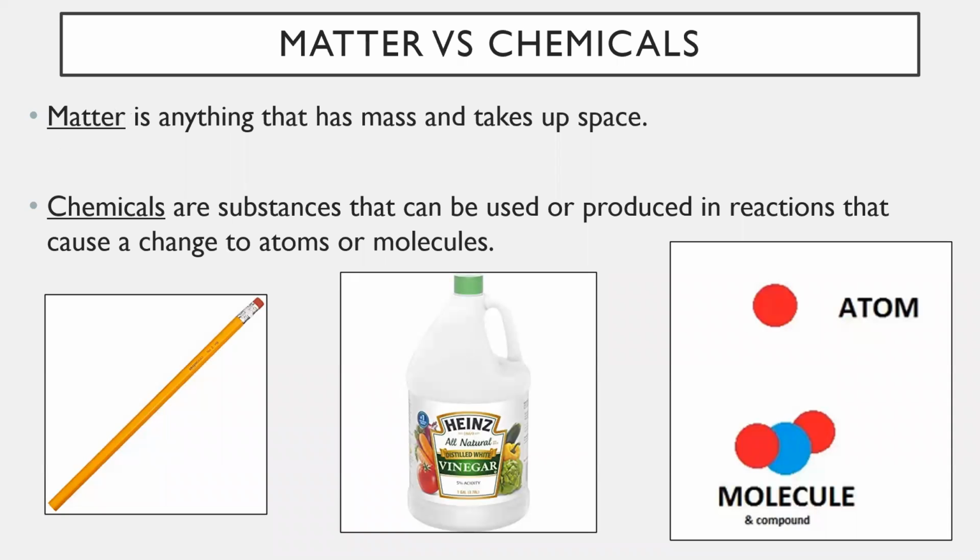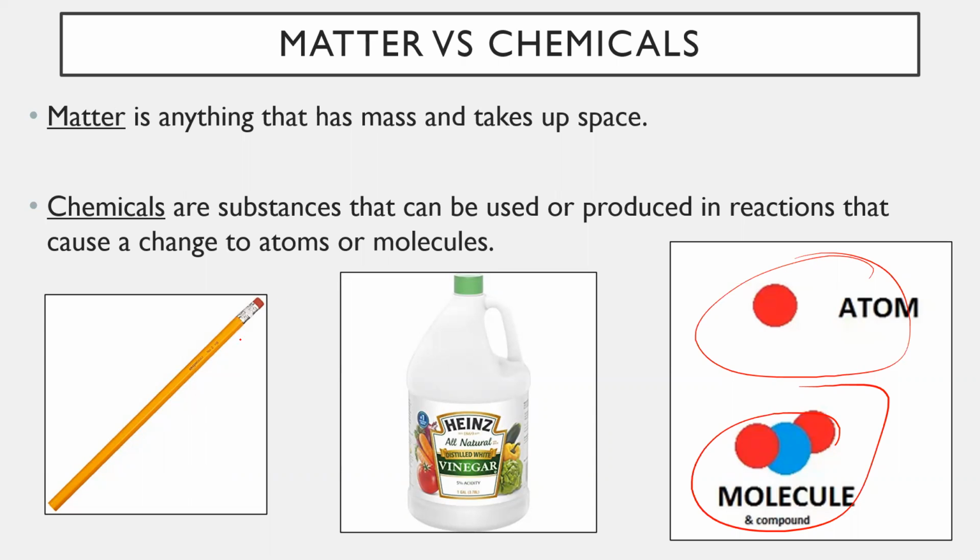So to start this unit, we have to have an understanding of the difference between matter and chemicals. And it's just a very subtle difference. It's not super big, but matter is just anything that has mass and takes up space. Now, chemicals, however, are substances that can be used or produced in reactions that cause a change to atoms or molecules. So hopefully you remember from previous science classes that all matter is made up of atoms. And atoms, of course, can form big clusters called molecules, which are just several different types of atoms all connected together to form that molecule, right?